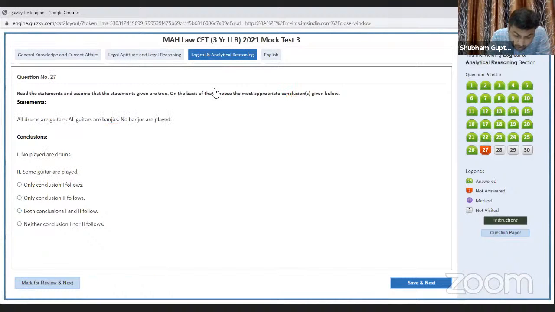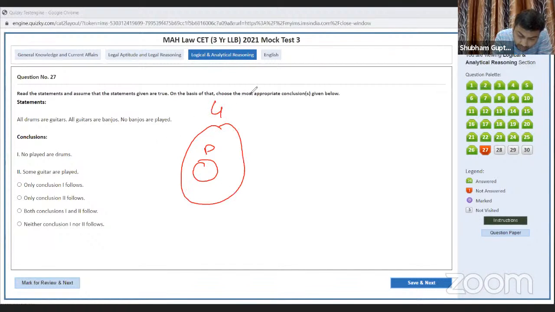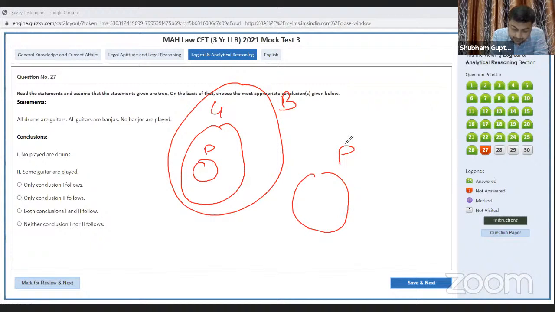Let's look at this. All drums are guitars. All guitars are banjos. And no banjos are played. So no played are drums, obviously. Some guitar are played. How can guitar be played? This is not possible. So only one follows.